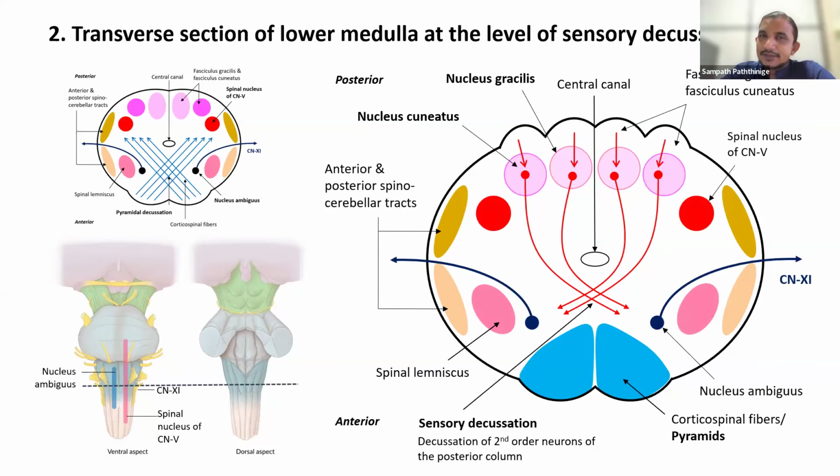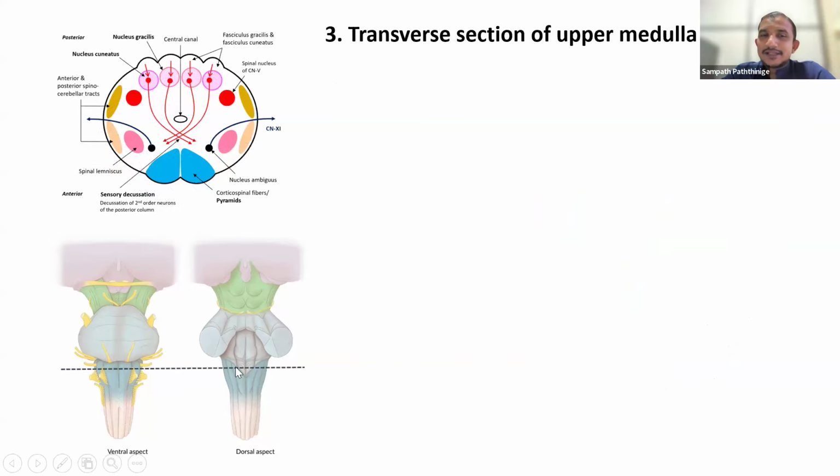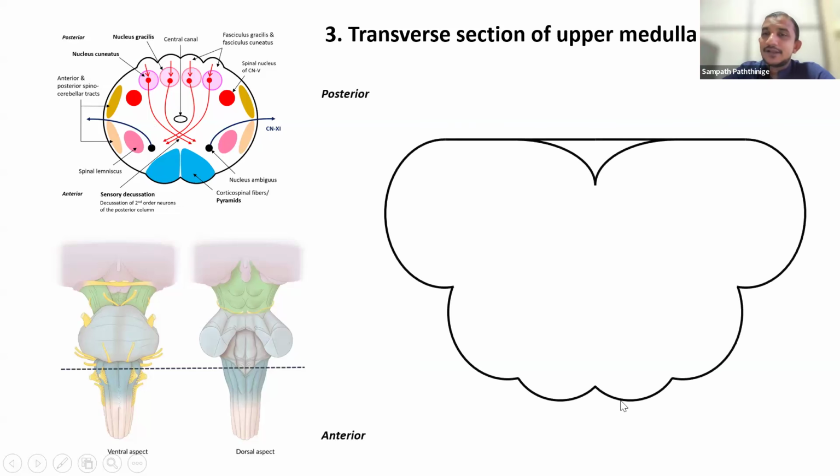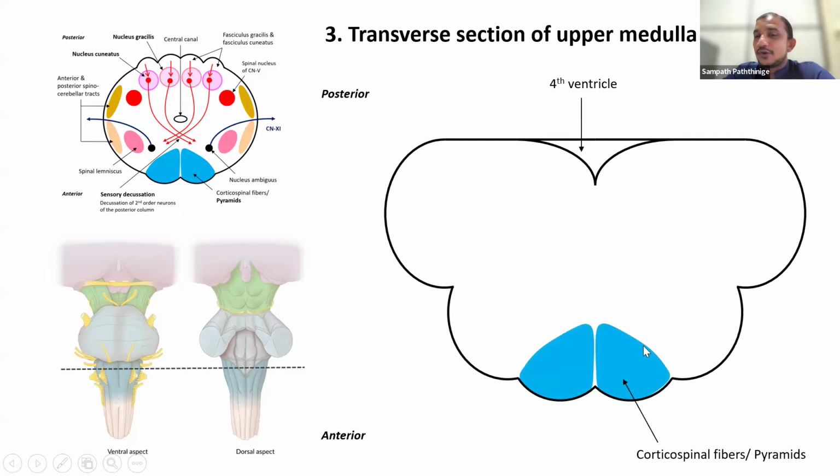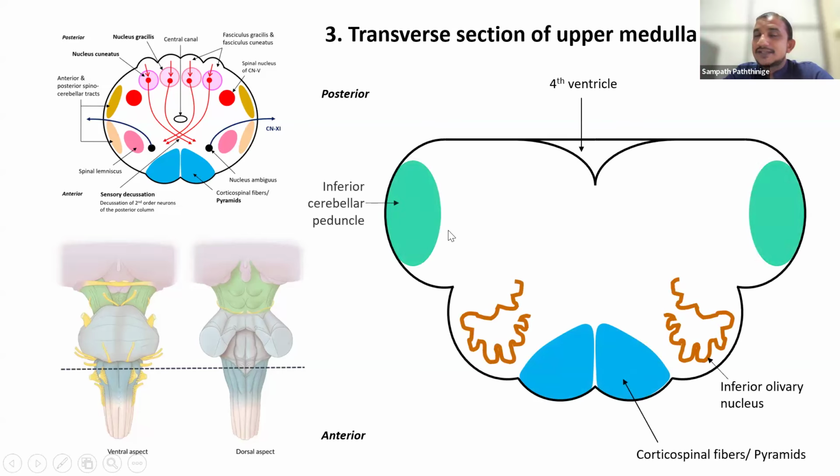Right. So then we go into the upper medulla, that is the open medulla, where we have the fourth ventricle at the back, and anteriorly you come across the pyramid, the olive, and the inferior cerebellar peduncle. So it has this appearance of a moth or a butterfly with the fourth ventricle there. The anterior bulge is the corticospinal fibers or the pyramids. The second bulge, olive, is the inferior olivary nucleus. The third bulge is the inferior cerebellar peduncle.